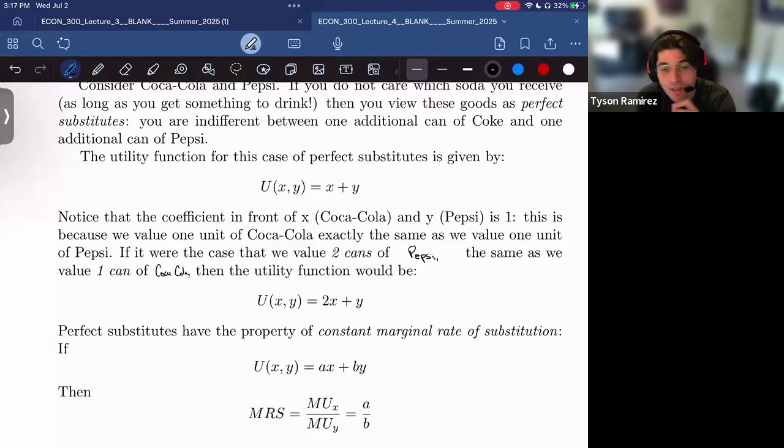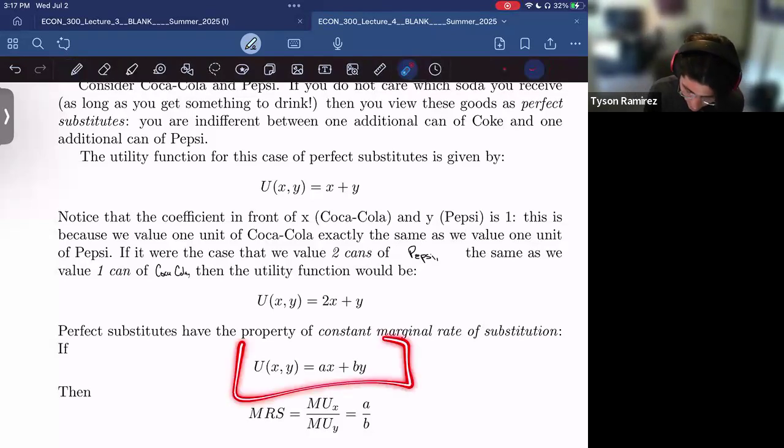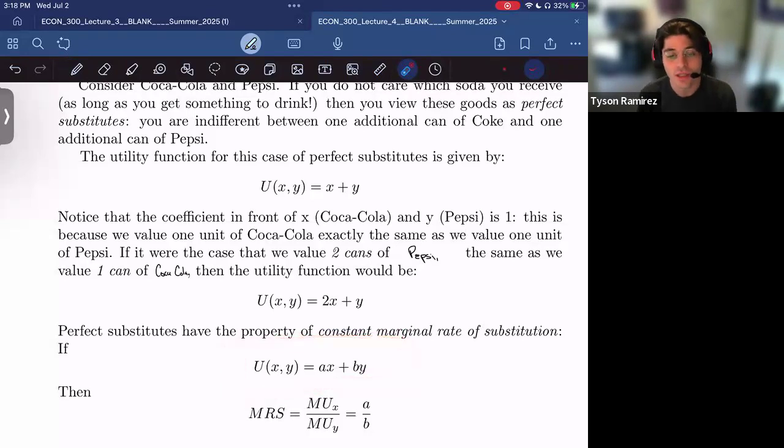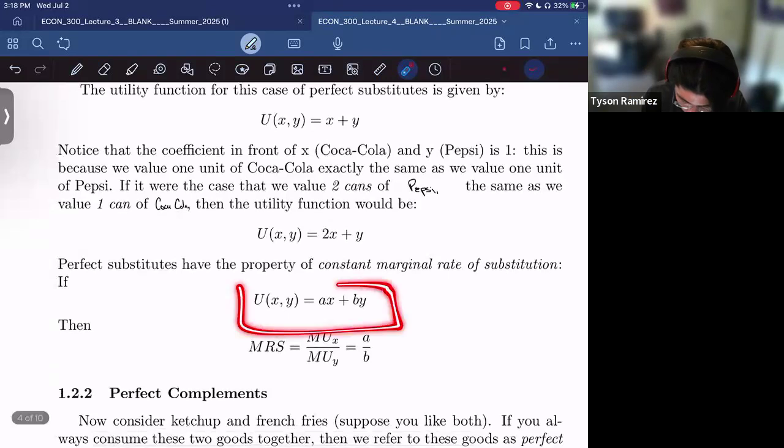All right. Nonetheless, in general, the more general form of perfect substitutes is this right here. All right. It's still linear utility, but we have these coefficients in front. The coefficients in front are we get a certain level of utility from consuming these things, and you can alter these coefficients to match whatever you want to consider in your model. So the general form of perfect substitutes, excuse me, is this linear utility function.